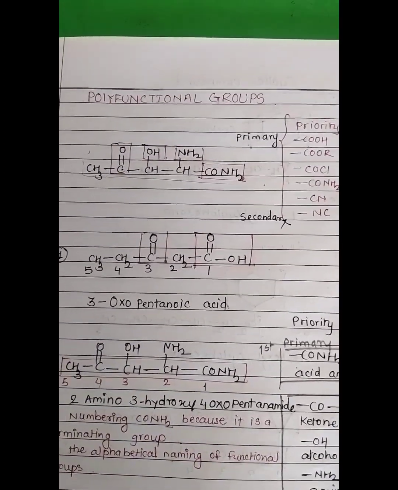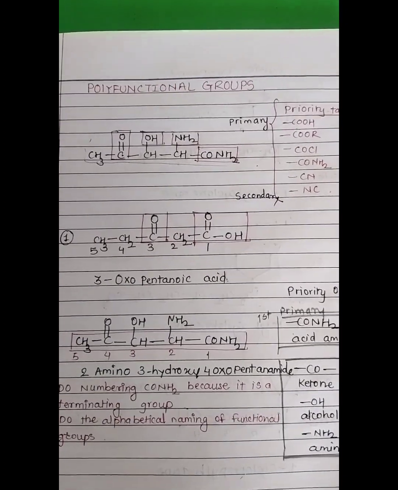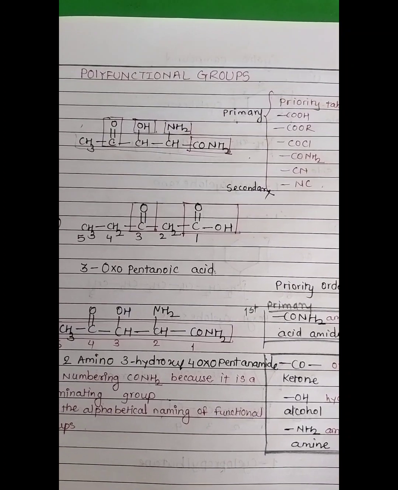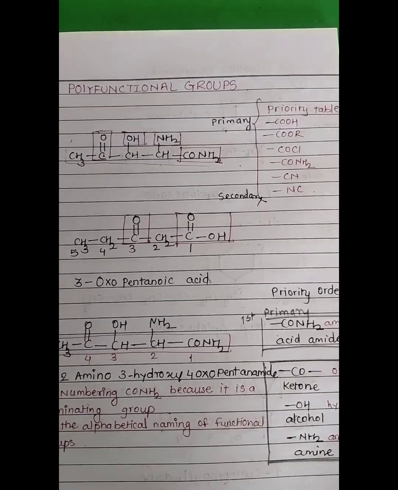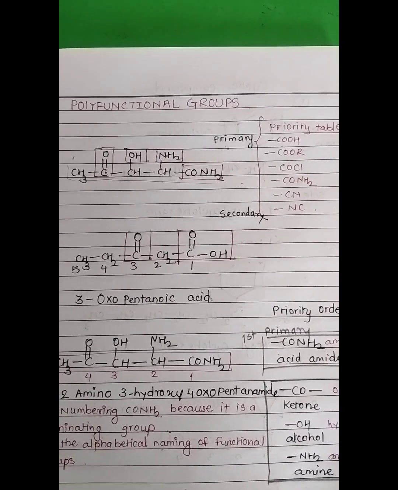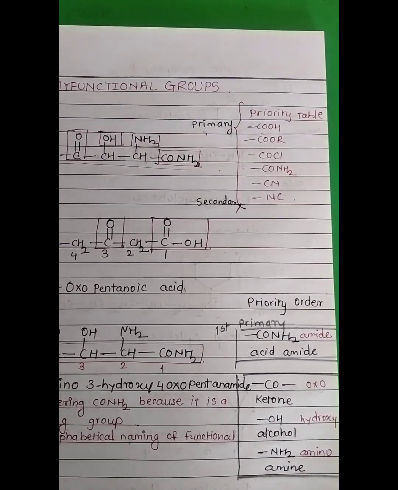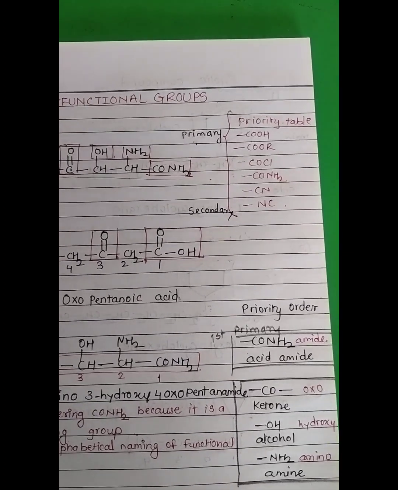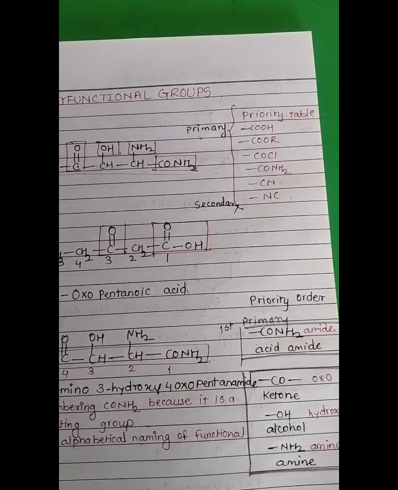Next is the polyfunctional group. If a compound contains more than one functional group, how do we name the compound? See this example: there are a CO group, an OH functional group and an NH2 functional group, a CONH2 functional group. So according to the priority order or priority table: COOH, COOR, COCl, CONH2, CN and NC.